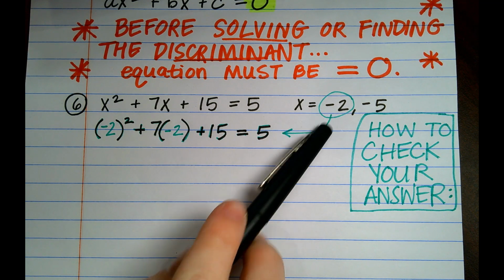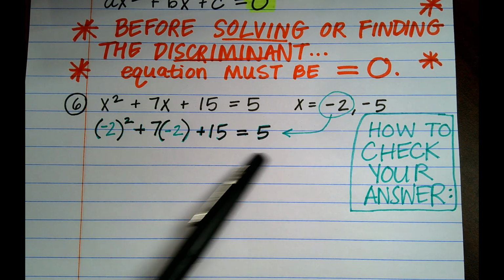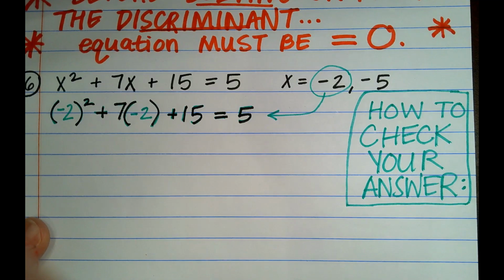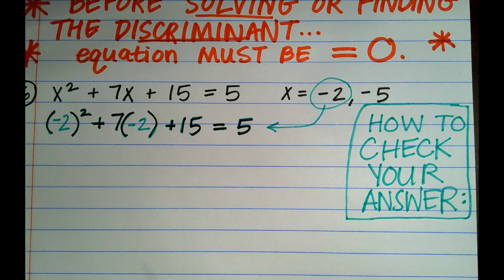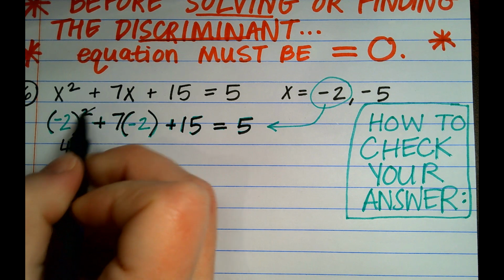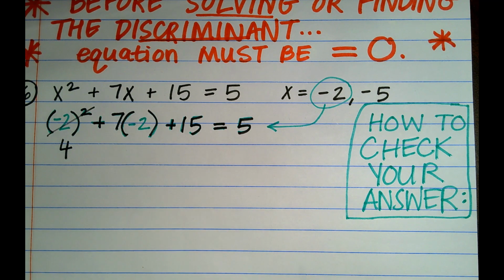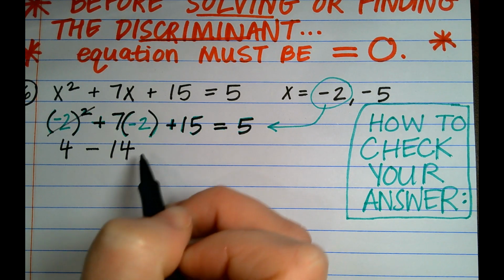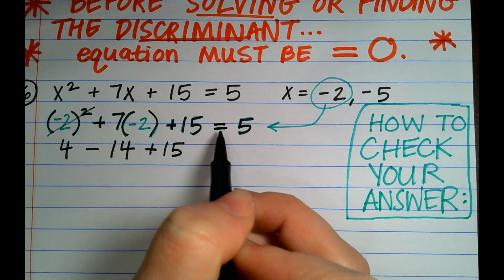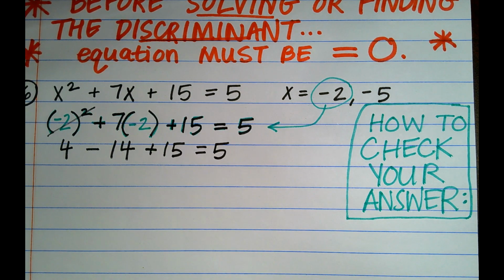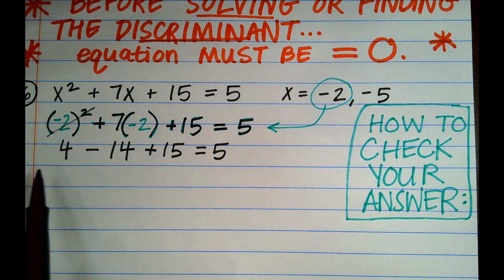So we just put -2 instead of x. So now let's kind of simplify each operation. -2 squared is 4. And 7 times -2? -14. Yes, -14. And then we just bring down plus 15. And this time, instead of equals 0, we'll bring down equals 5. So now we'll just do addition and subtraction from left to right.